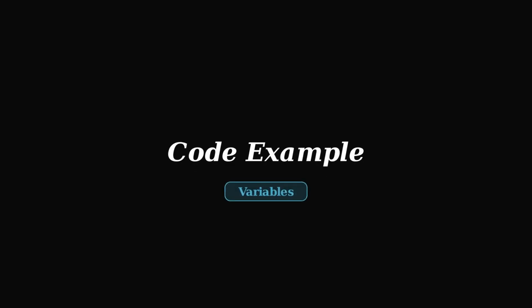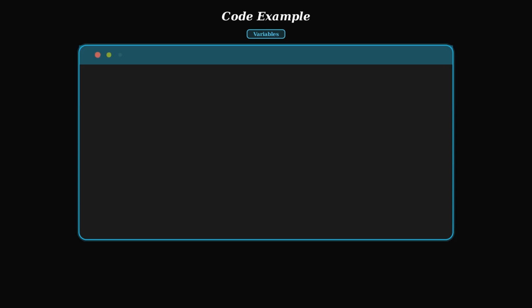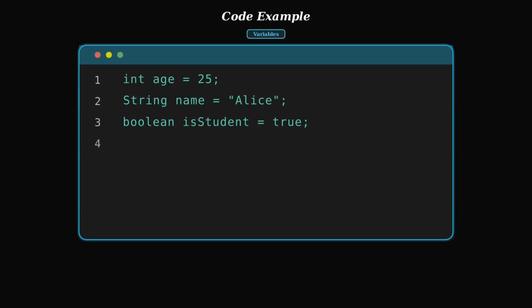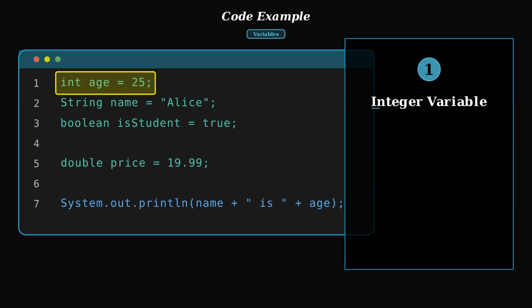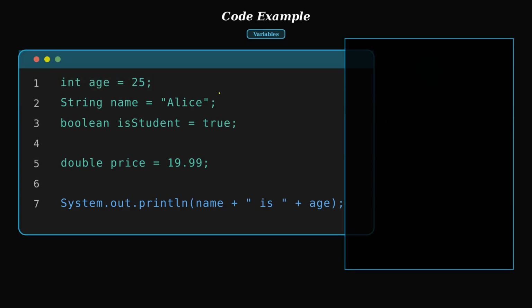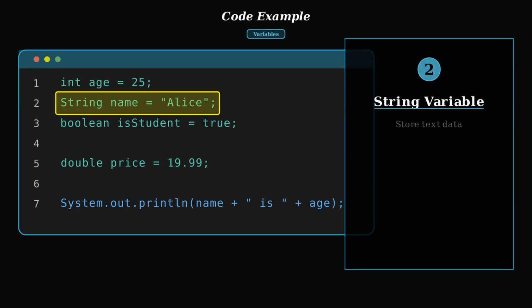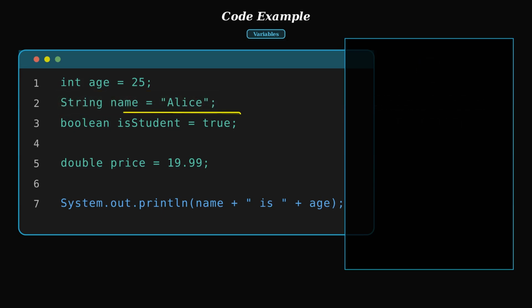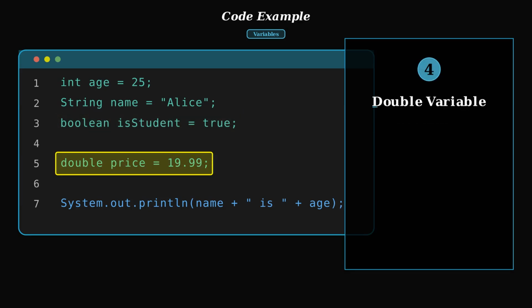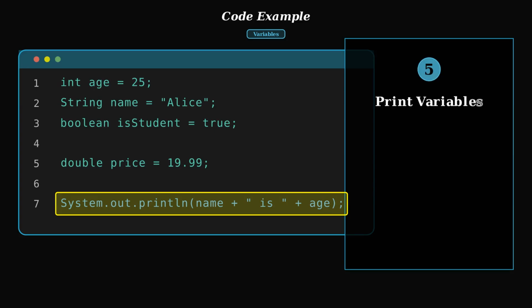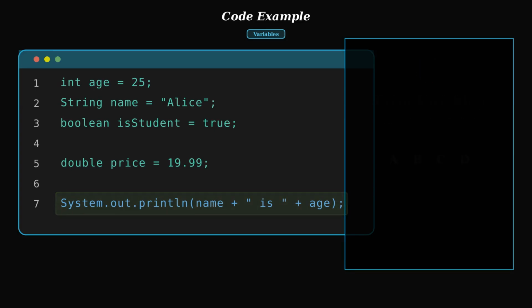Let's see how to implement variables in code. Here is the implementation. Integer variable. Store whole number. String variable. Store text data. Boolean variable. Store true/false. Double variable. Store decimal number. Print variables. Display stored values. Now let's see the output of this code.